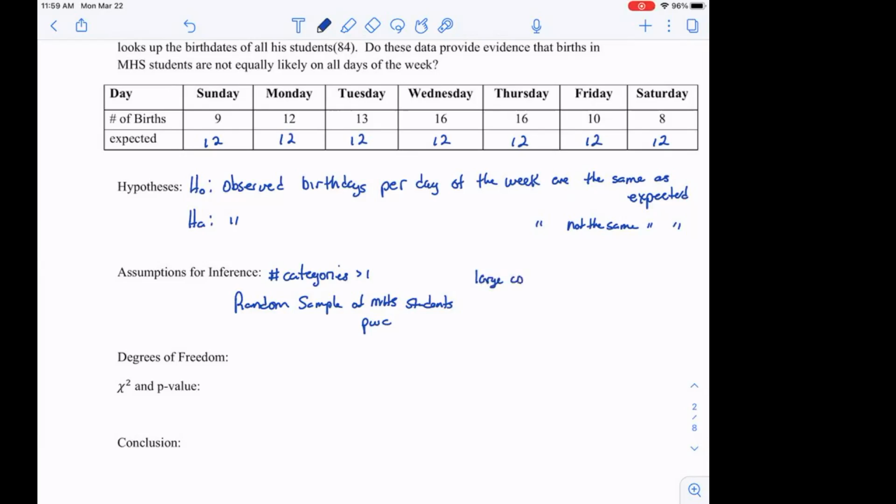How do I do large counts? Is my sample large enough? How do we determine that? Because all expected values are greater than or equal to 5.